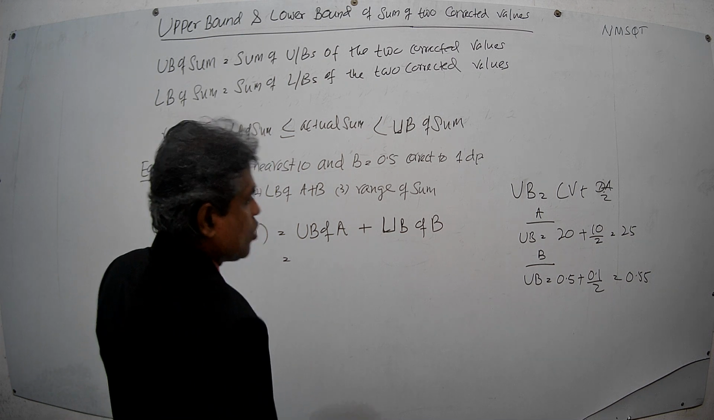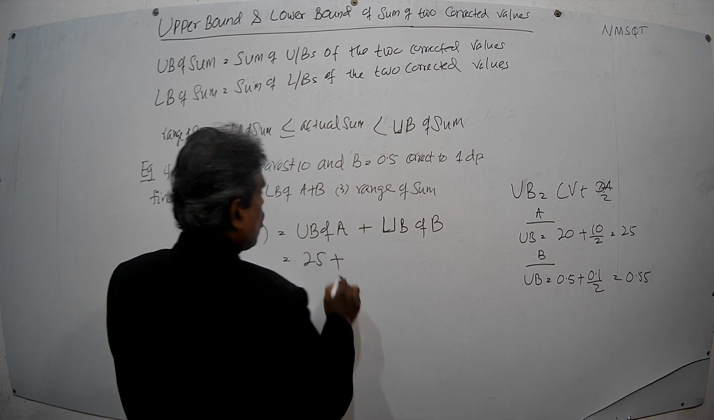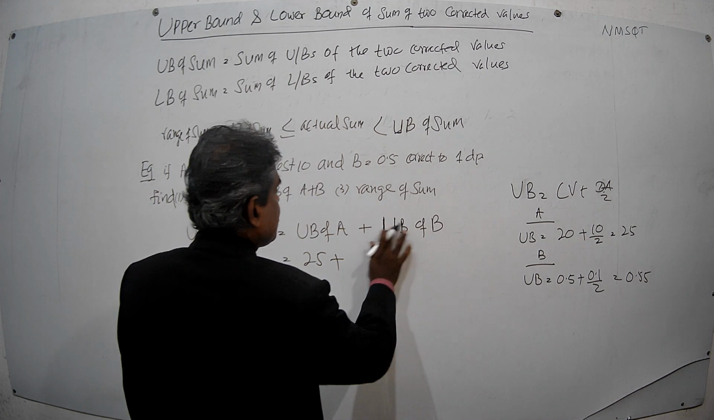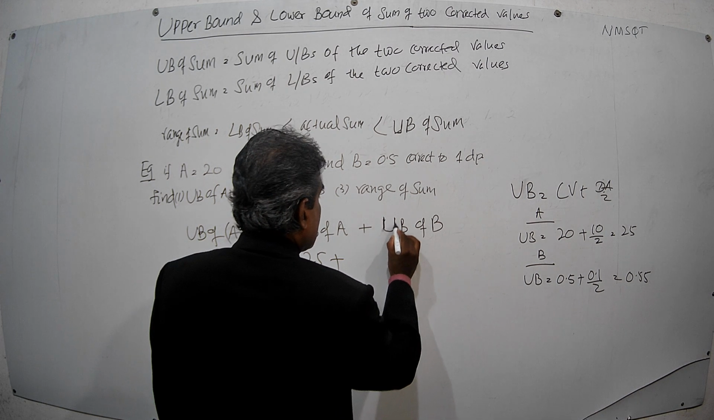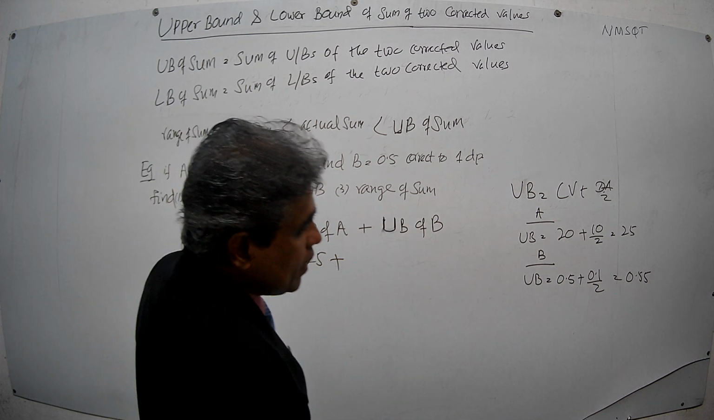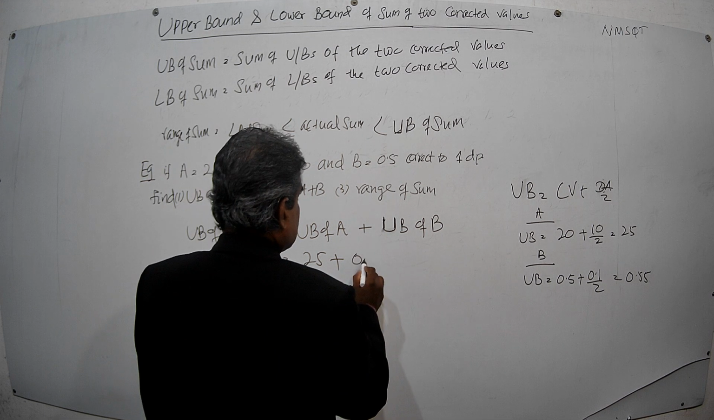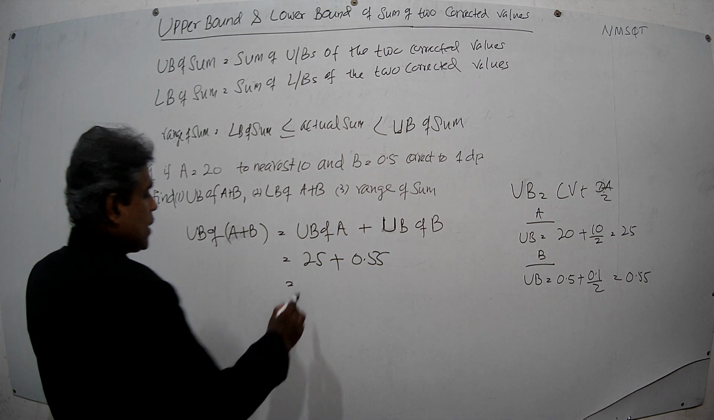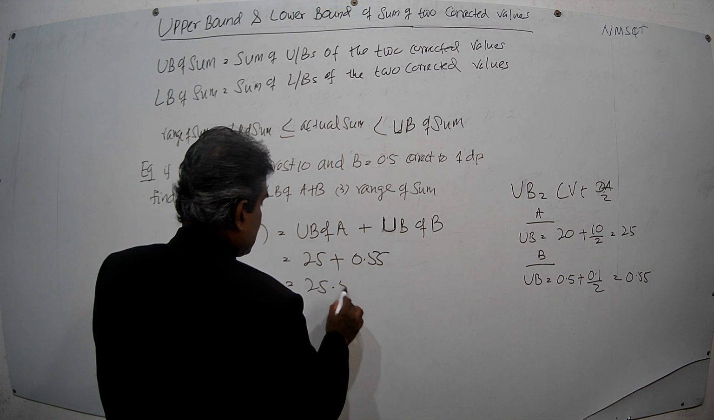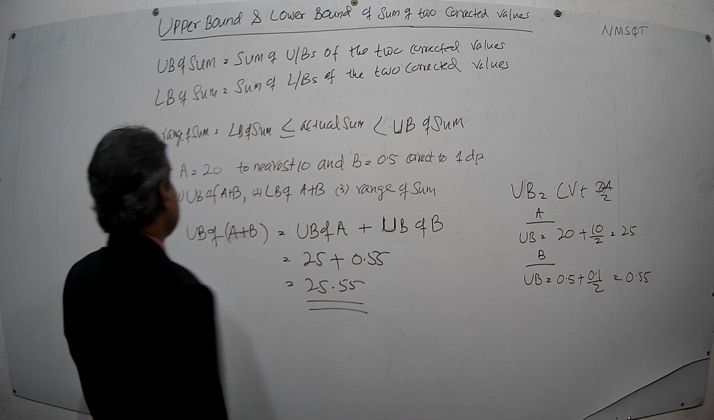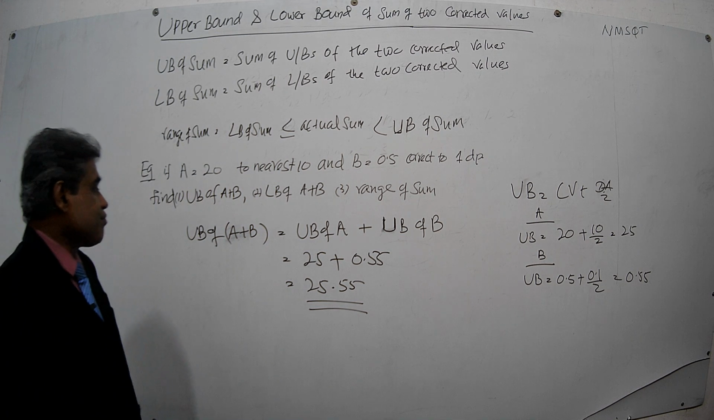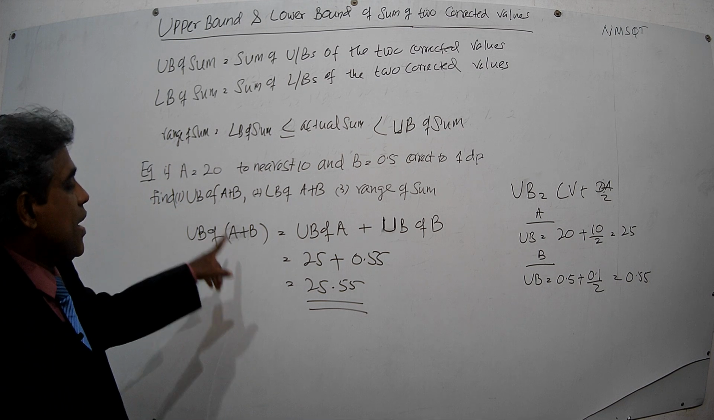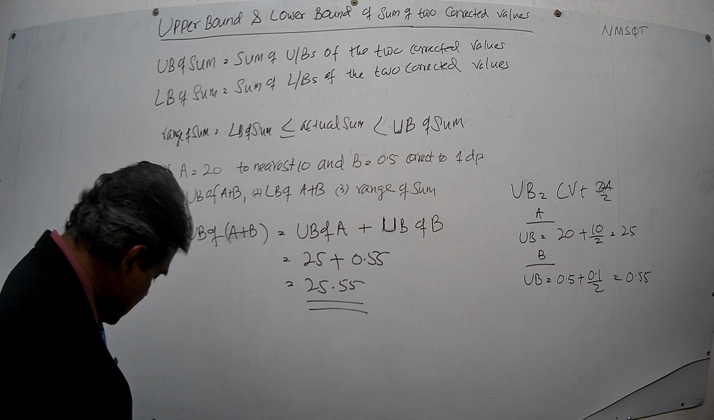What is the upper bound of A? 25. What is the upper bound of B? 0.55. After adding these two, how much do we get? 25.55. So that will be the upper bound of the sum of A and B.